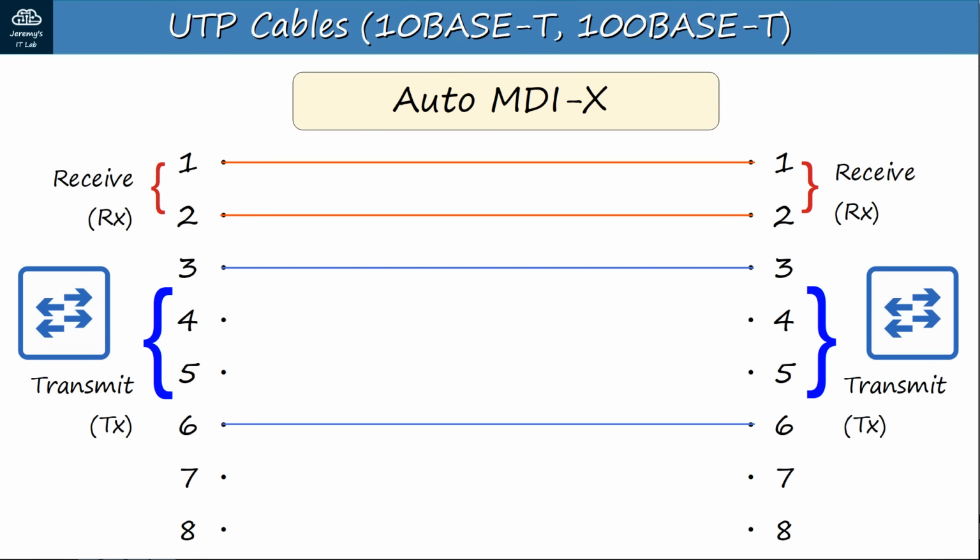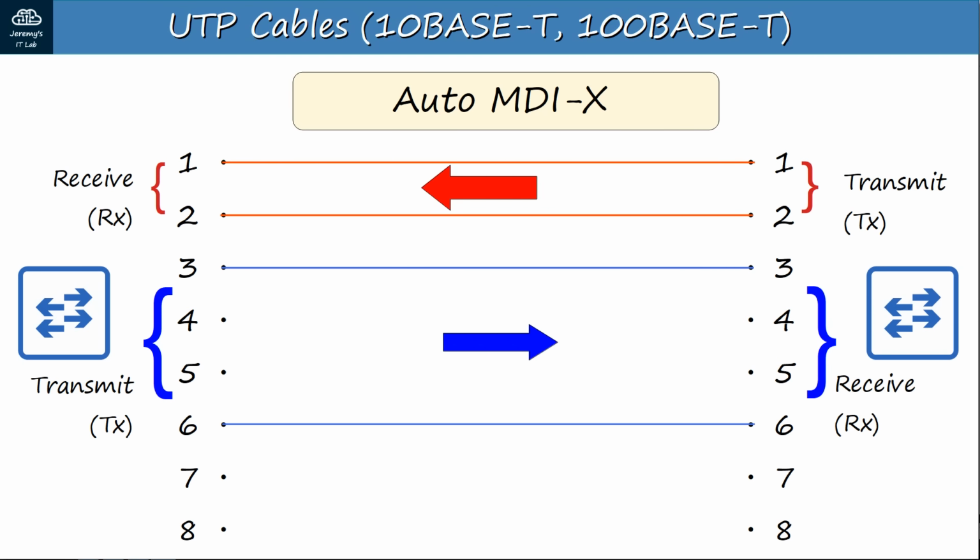Previously, if two switches were connected with a straight-through cable like this, they would be unable to communicate. However, Auto MDI-X allows devices to automatically detect which pins their neighbor is transmitting data on, and then adjust which pins they use to transmit and receive data. They can then exchange data normally.